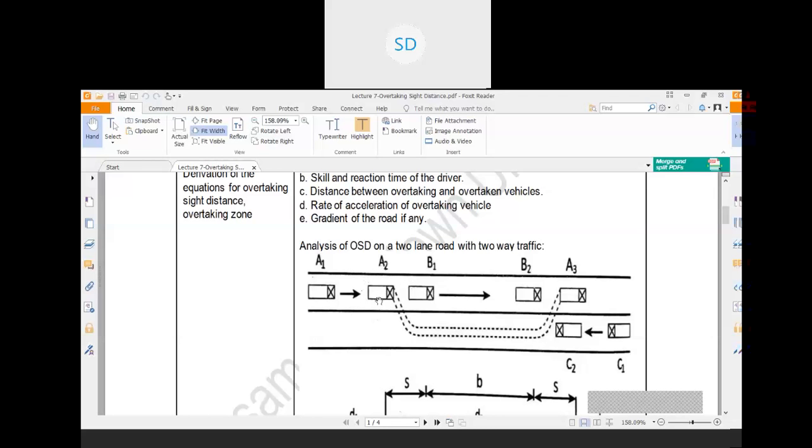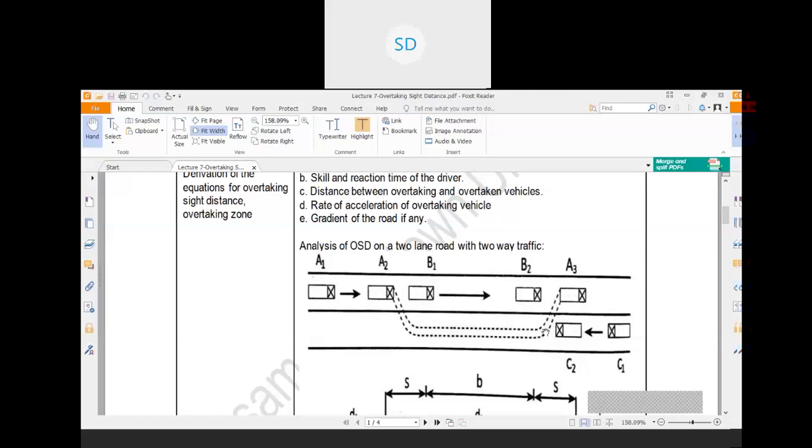Between the positions of vehicle A and B, they will maintain a clear spacing between them. This is called safe spacing. Now, after vehicle A finds an opportunity, it will change its lane, overtake vehicle B, and again change its lane back to the original lane. So basically this is the overtaking operation. Here again vehicle A will maintain a clear spacing of S between vehicle B and vehicle A.